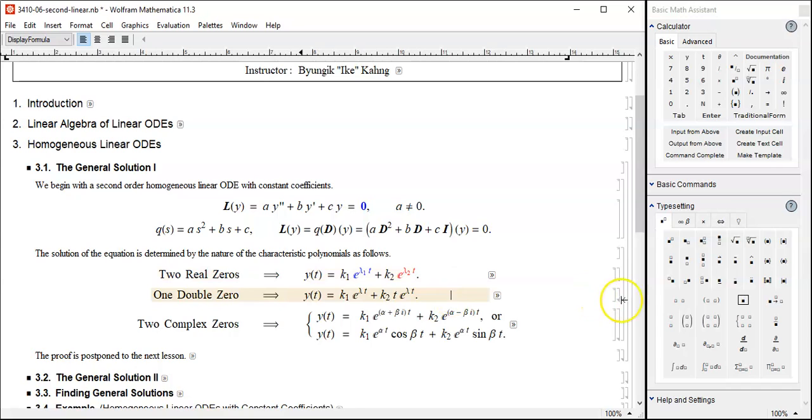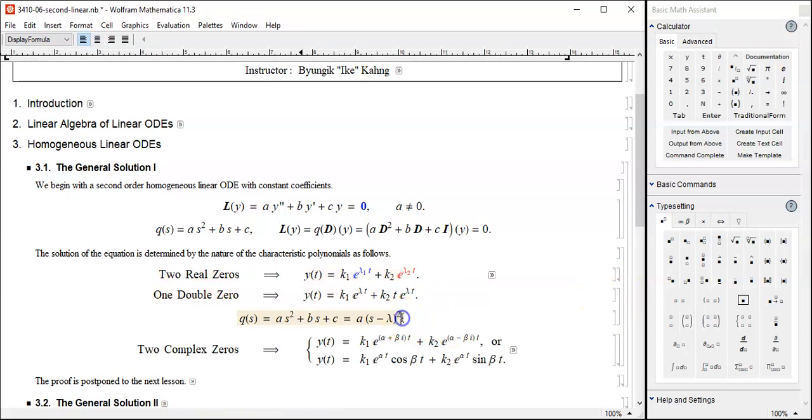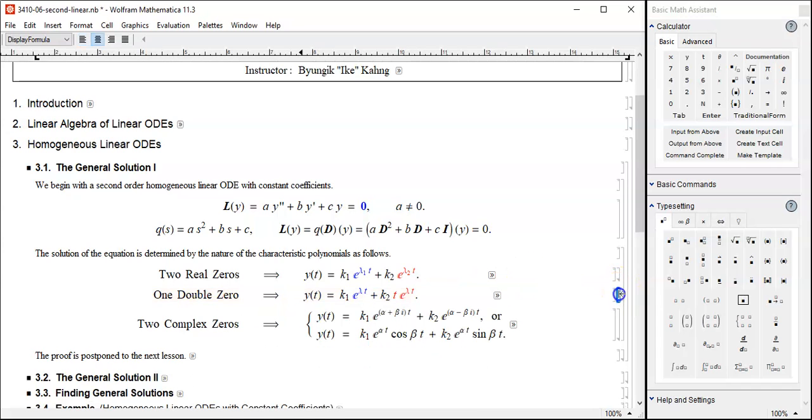How about one double zero? In that case, we have just lambda here. In that case, we have e to the lambda t and t times e to the lambda t as the two linearly independent solutions. And of course, the linear combination of those two will cover the entire solution space.